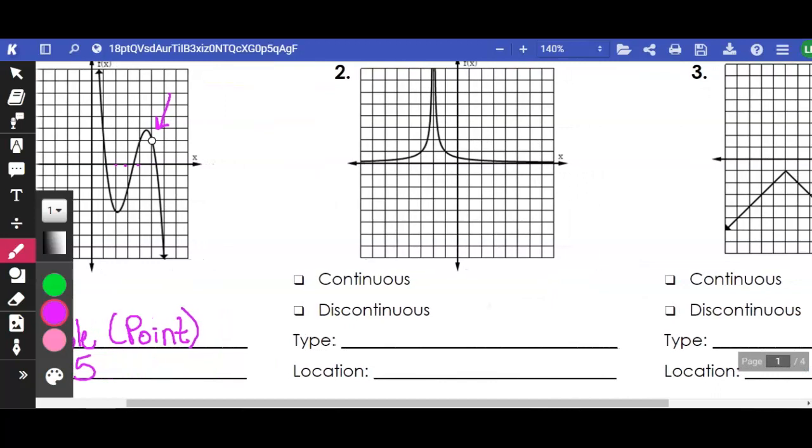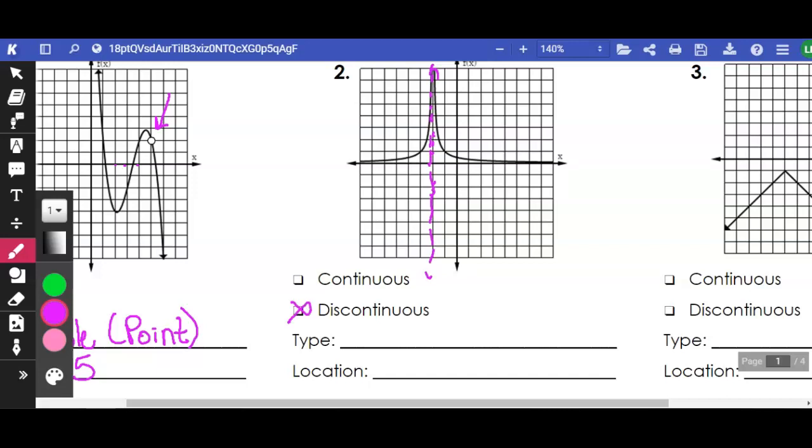Moving on to number 2. On this one, if I was giving you this paper quiz here, I would have changed this question because I know it's hard, if you don't really know how this function works, to tell if maybe this is a little curve up here or maybe not, and it's actually not. There's an asymptote there. So since there's an asymptote, it's definitely discontinuous. And anytime you have a vertical asymptote, the type of discontinuity is infinite. And then the location, again, is the x value, so x equals -2.